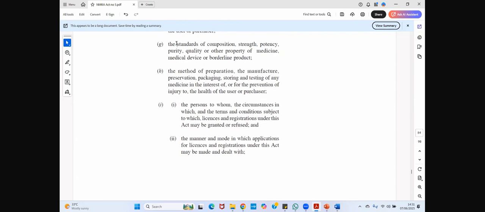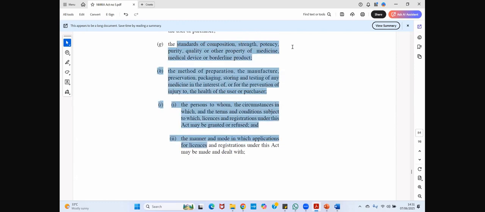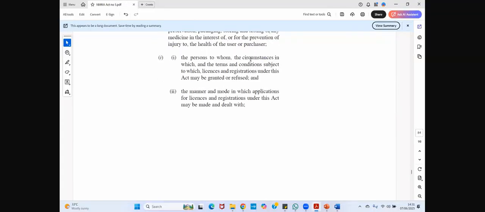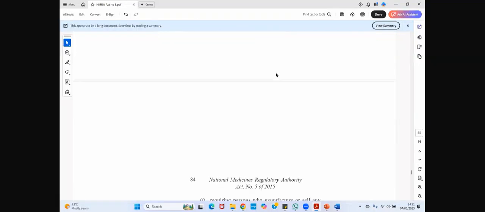And the minister can make regulations on standard of composition, strength, potency, purity, quality, and other property, right? The method of preparation, manufacture, preservation, packaging, storing, testing, right? So, the circumstances in which the terms and conditions subject to which licenses and registration under this act may be granted or refused, and the manner and mode in which applications for license and registration under this act may be made and dealt with.